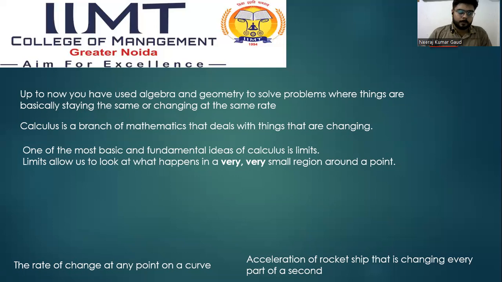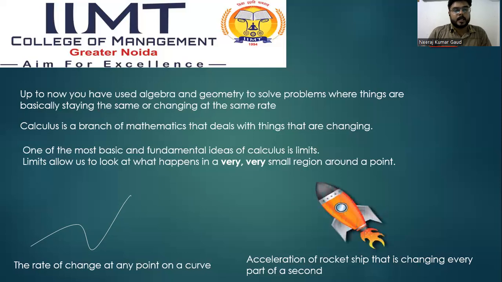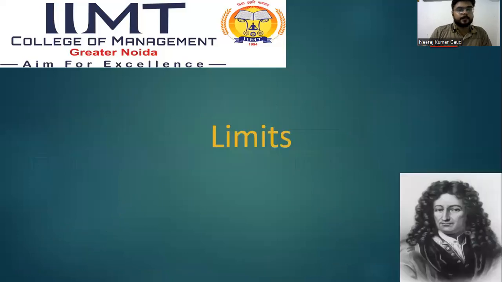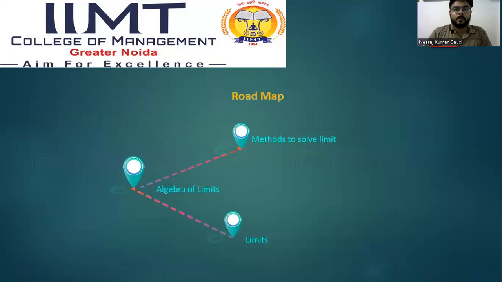So we have two examples. One is the rate of change at any point on a curve. Another is the acceleration of a rocket ship that is changing every part of a second. Now the first is limits. The roadmap will be limits, algebra of limits, and methods to solve limits.